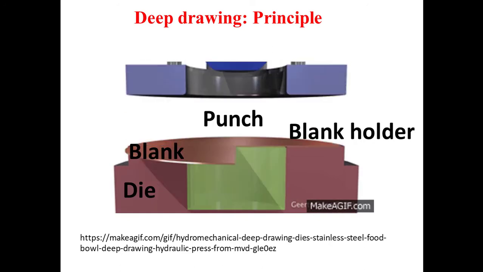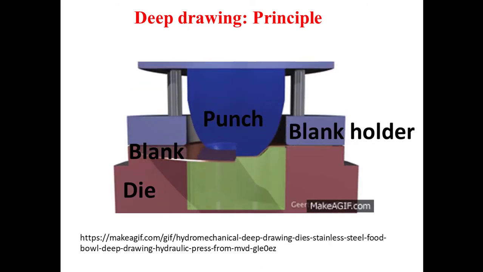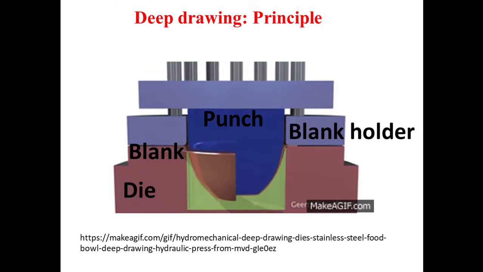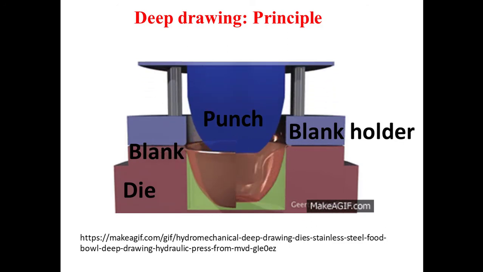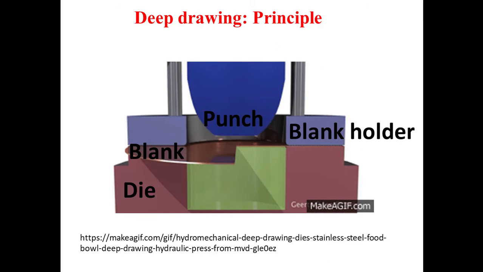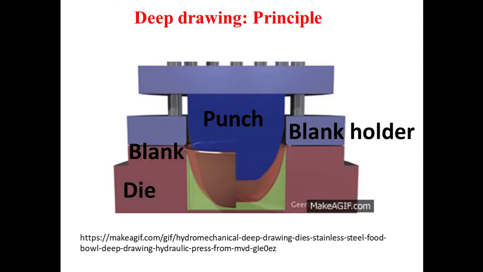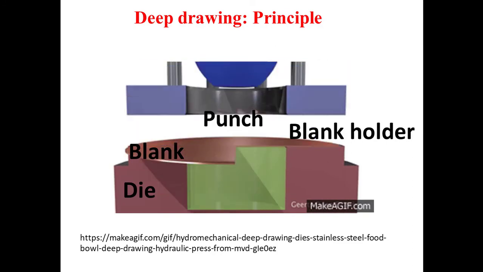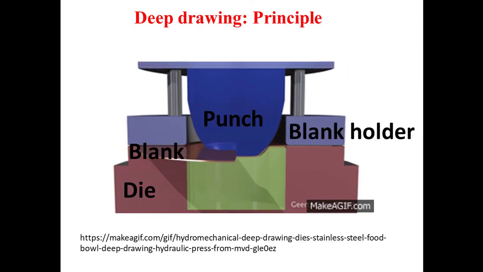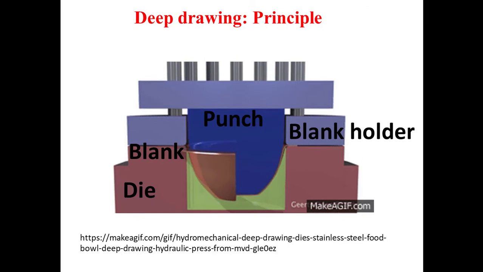And as you can see, we have the die and we have initially a flat blank, which will be held by the blank holder, and we have the punch which will apply the punching force in order to transform the initially flat blank into a 3D sheet metal part.